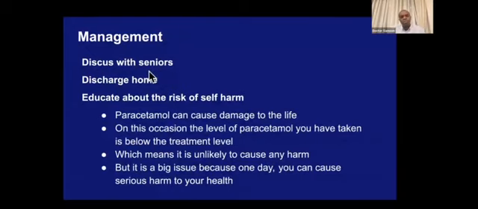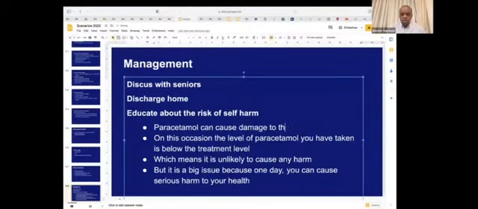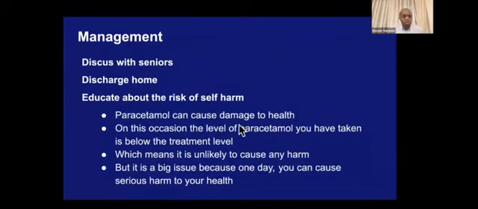So we would be happy to discharge you home, but I just need to take a second opinion from our seniors. I also want just to tell you a few things. Paracetamol can cause damage to your health, okay? In particular, it can cause damage to the liver, and sometimes that could be serious. It could be life-threatening. So it is important that you try not to harm yourself in these situations, which has happened before, okay?